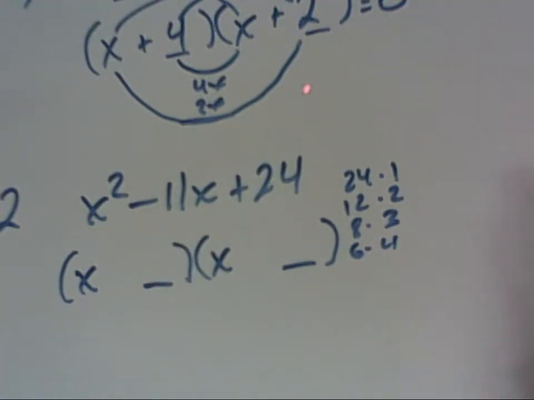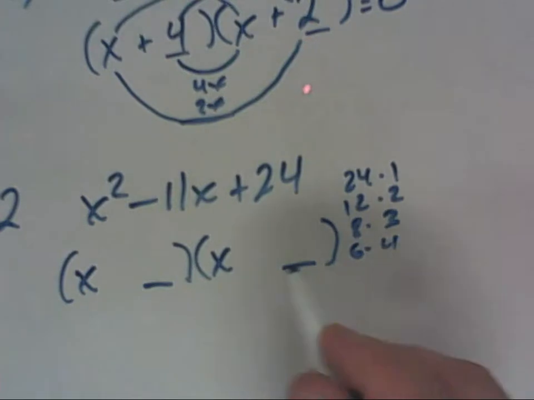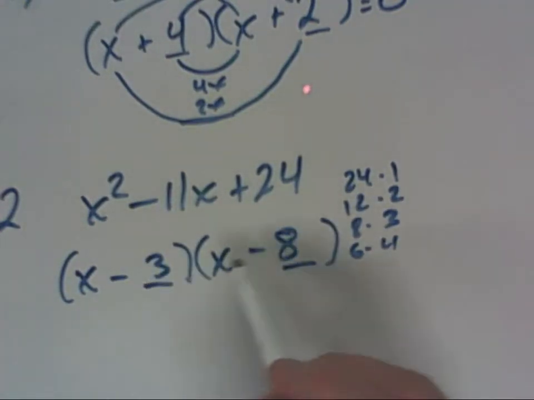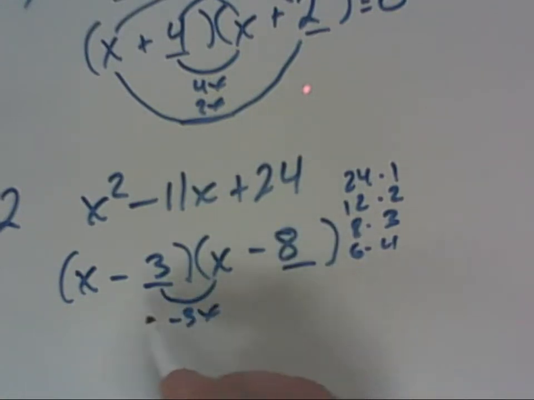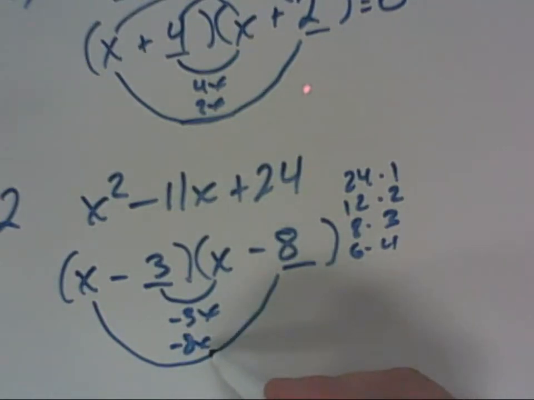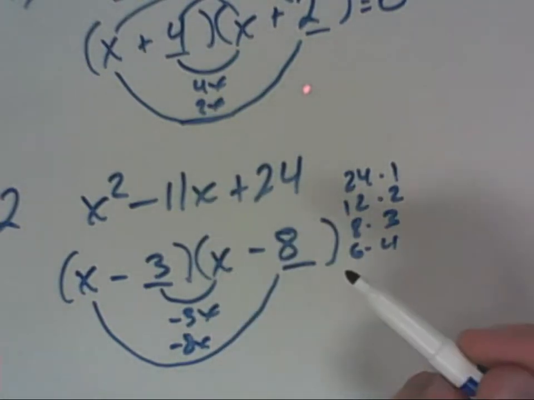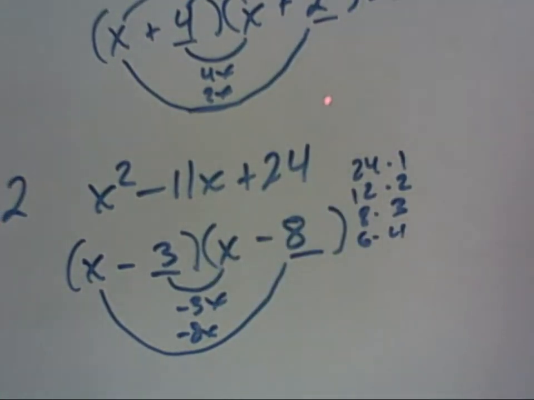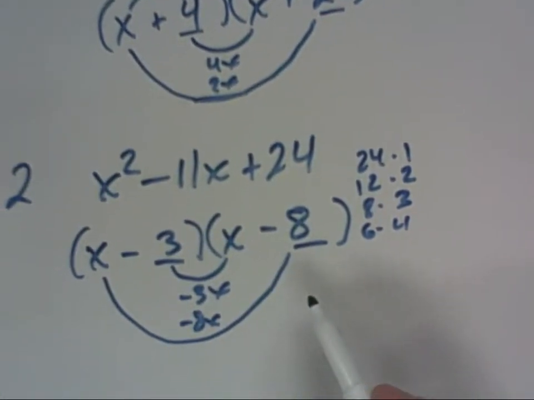And so if I try a negative 3 and a negative 8, negative 3 times negative 8 does give me 24. But this is negative 3x. And this is negative 8x, and negative 3x plus negative 8x does give me negative 11x. So when I factor x squared minus 11x plus 24, I will get x minus 3 times x minus 8.